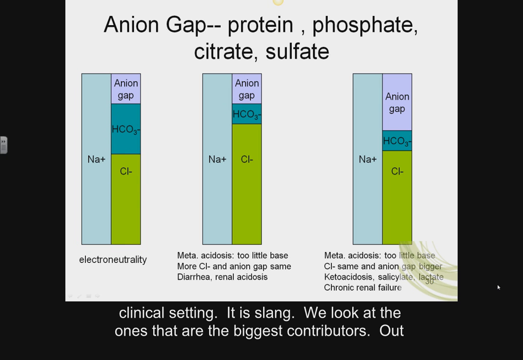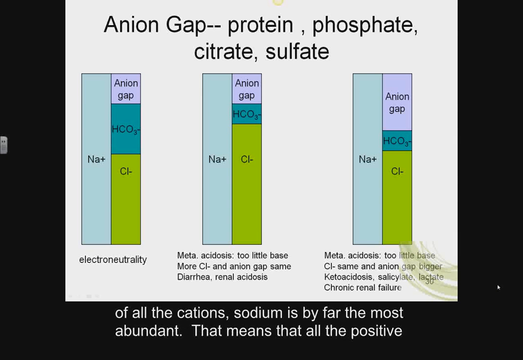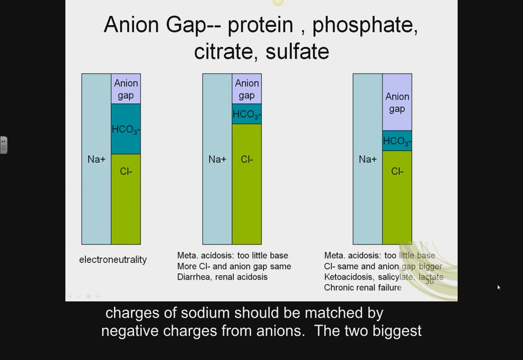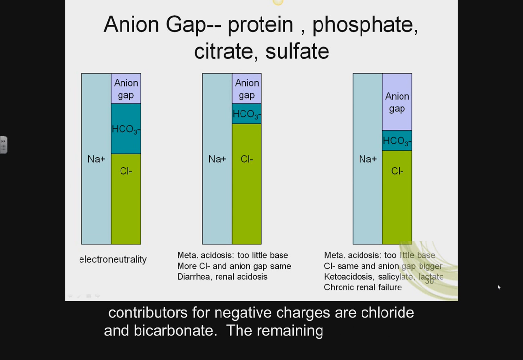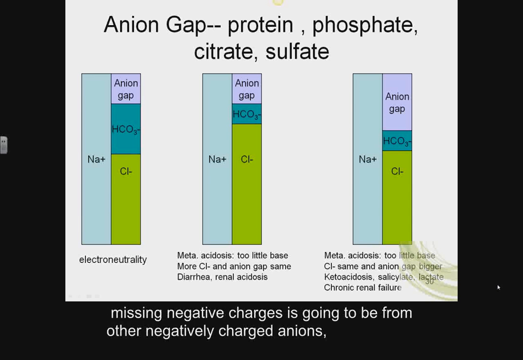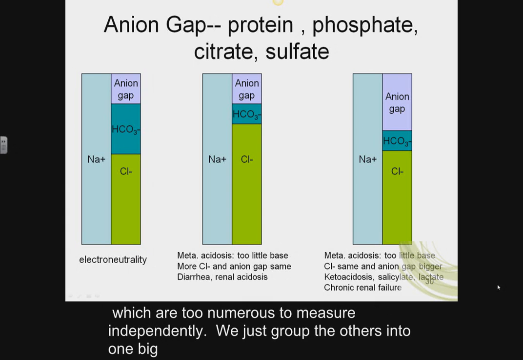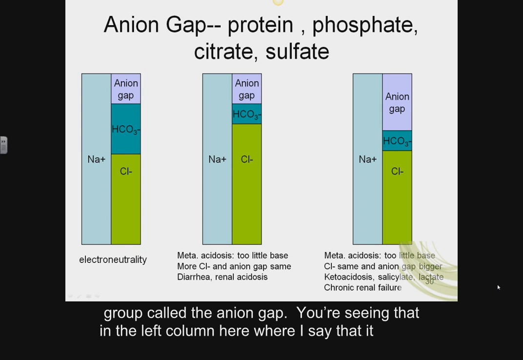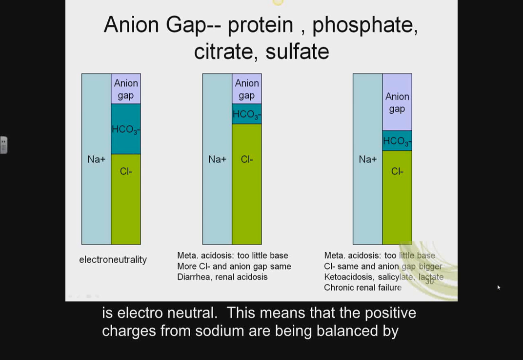Out of all the cations, sodium is by far the most abundant. That means that all of the positive charges of sodium should be matched by negative charges from anions. The two biggest contributors for negative charges are chloride and bicarbonate. The remaining missing negative charges are from other negatively charged anions, which are too numerous to measure independently. We just group the others into one big group called the anion gap. You're seeing that in the left column here, where I say that it is electroneutral. This means that the positive charges from sodium are being balanced by the negative charges from chloride, plus the negative charges from bicarbonate, plus all of the remaining anions.